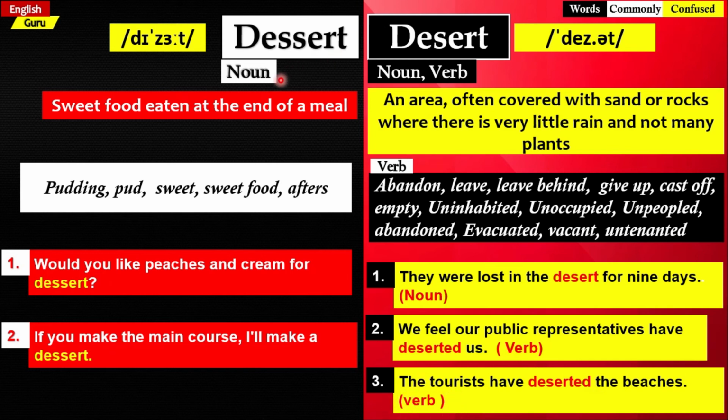So dessert can be used as a noun only, whereas desert can be used as a noun and a verb also. So dessert is a sweet food eaten at the end of a meal, whereas desert is an area covered with sand with little rain.